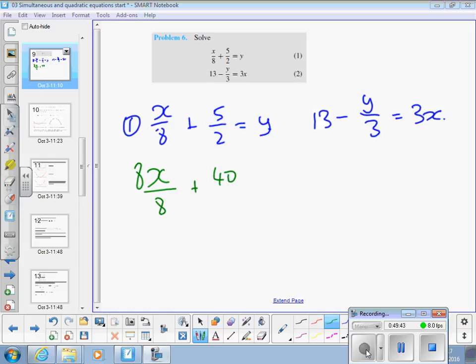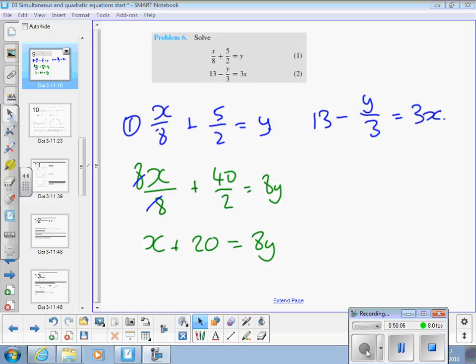multiply this by 8 as well. And I've got to multiply that by 8. Now, that becomes 20. So what we end up with is x plus 20 equals 8y.